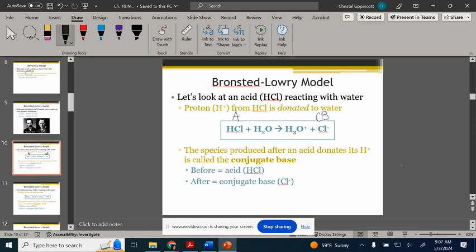Do you see how these two look very similar to one another? They're only different by one hydrogen. Which one has more hydrogen? This guy. So he's going to be my acid, and this would be my base. And I distinguish this side of the equation as a conjugate. So conjugate acid.